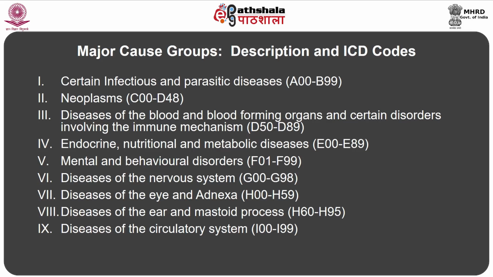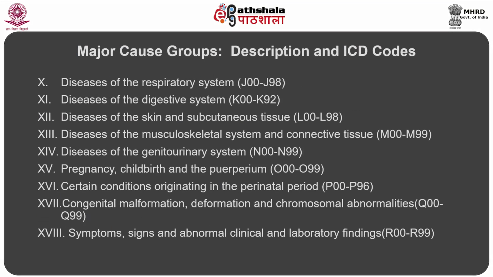9. Diseases of the circulatory system, I00-I99. 10. Diseases of the respiratory system, J00-J98. 11. Diseases of the digestive system, K00-K92. 12. Diseases of the skin and subcutaneous tissues. 13. Diseases of the musculoskeletal system and connective tissues, M00-M99. 14. Diseases of the genitourinary system.